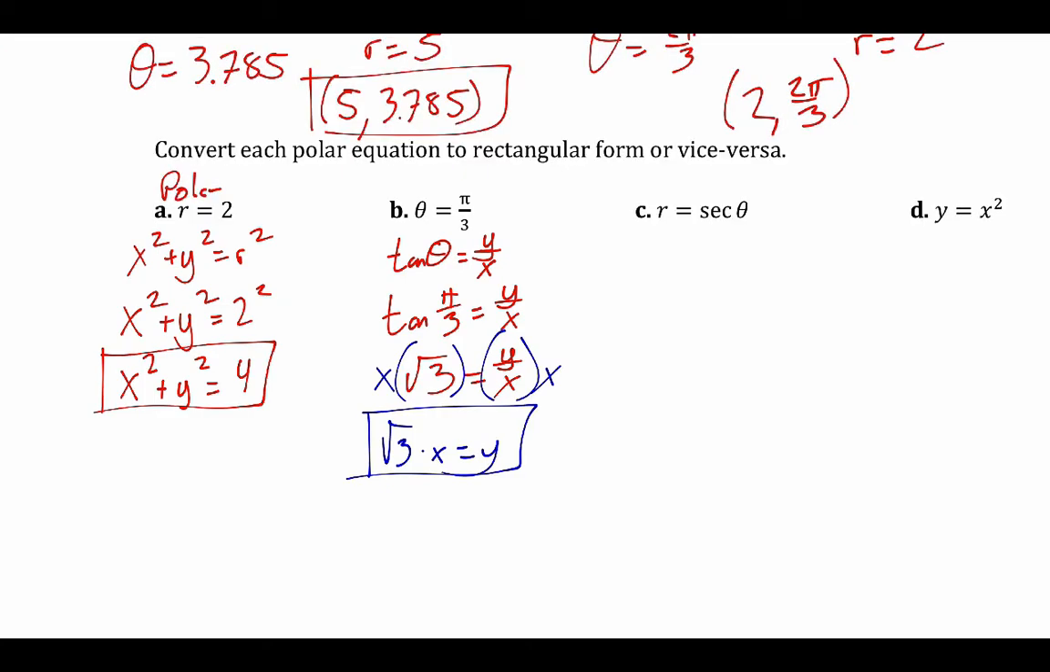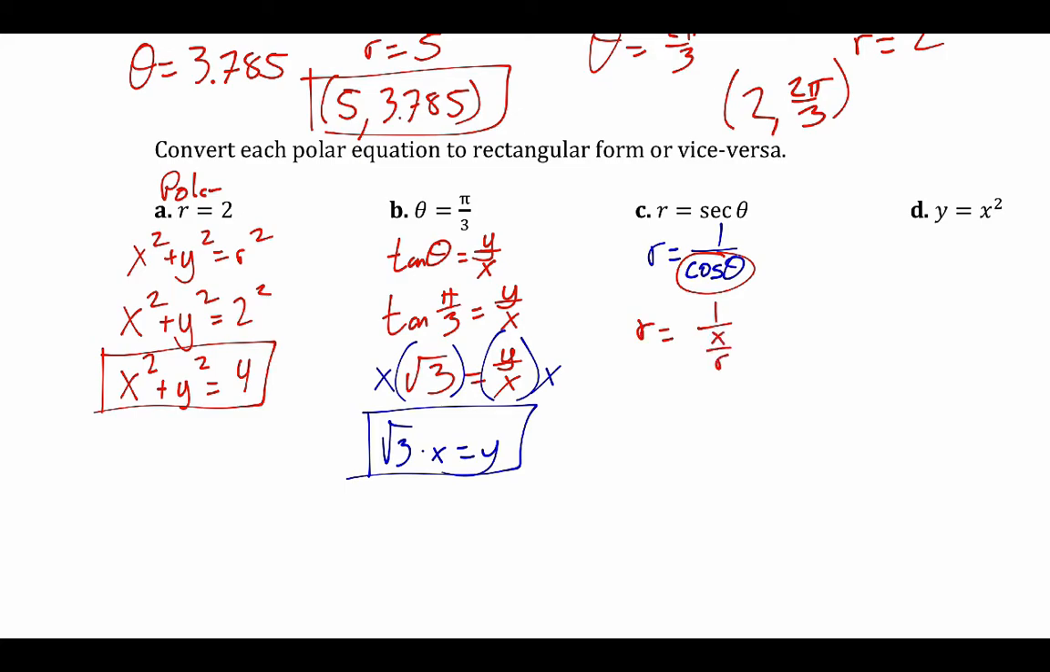Now for the next one, r equals sec of theta. What is that? That's the secant. We haven't talked about secant in a while. What we remember about secant is that it's the reciprocal of cosine, so secant is the same as 1 over the cosine of theta. That doesn't help us get from rectangular to polar. But going back to the previous page, cosine of theta we know is x over r.